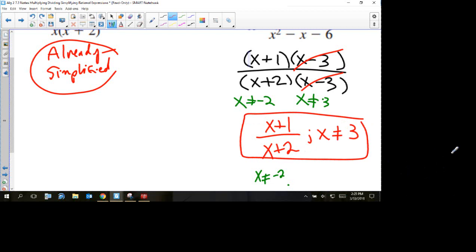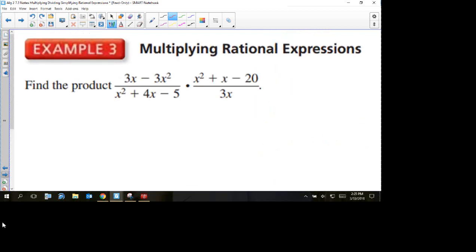Alright, ready? Third page? Are you kidding? There's not even any plus signs in that question.